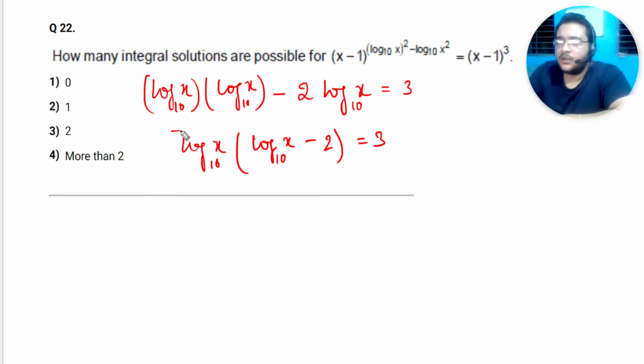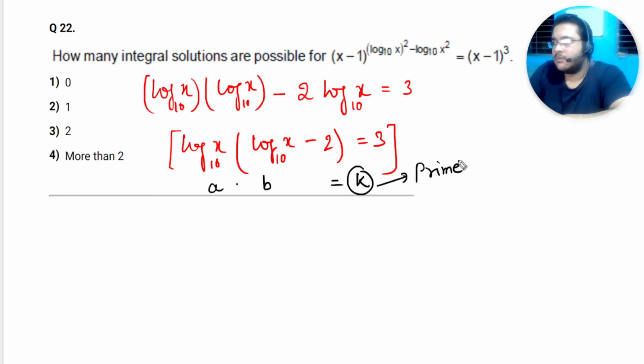If you have been able to reach thus far, the problem is almost solved. Understand this for a fact: what I am left with now is two terms, this term multiplied by another term, that is equal to a k. Now k happens to be a prime number. Basically, 3 is a prime number which only has the possibility that a can be 1 or 3, or 3 or 1. So there are only two possible cases.